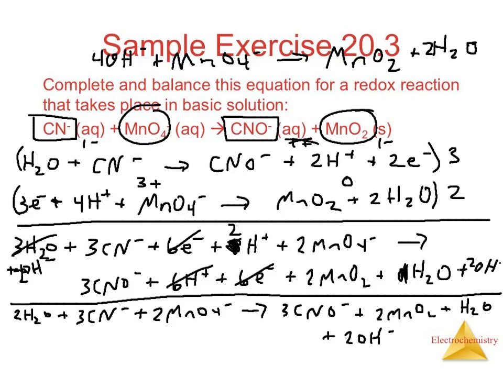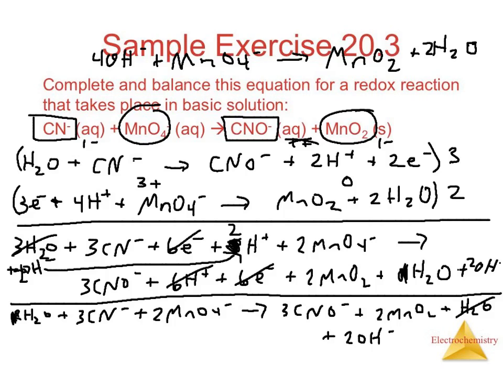But again, on the reactant side, the OH minus reacted with the H plus, and it made 2 water molecules. Now again, this is all just completely hypothetical. This is not the way it's really happening, but it will get us to the right answer. So then you have to do one more cancellation here, because now we've got water on both sides again. This goes away, and the coefficient on the H2O goes away. And so then we end up with our overall balanced equation: H2O plus 3CN minus plus 2 MnO4 minus yields 3 CNO minus plus 2 MnO2 plus 2 OH minus.